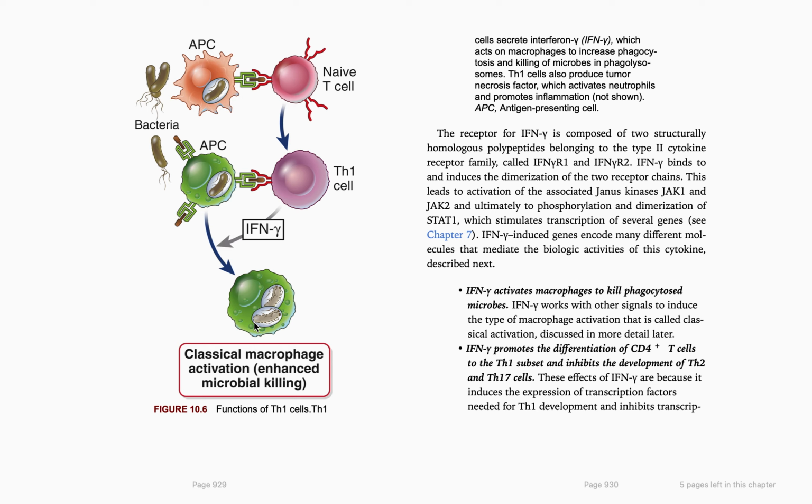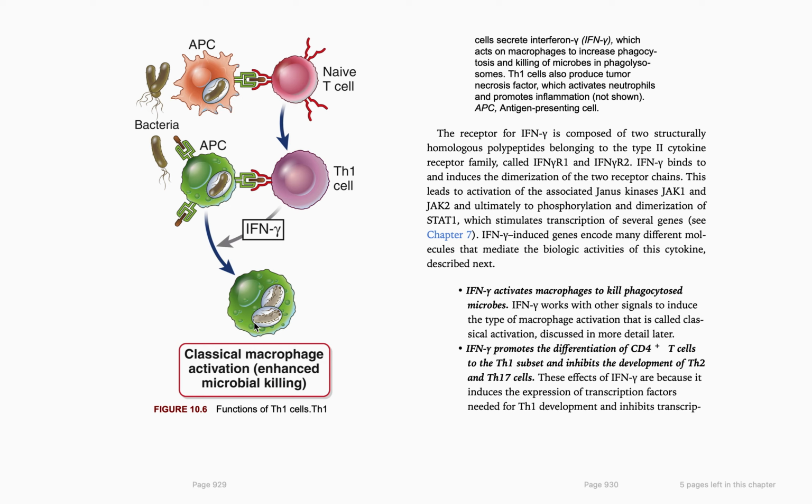The receptor of interferon gamma is composed of two structurally homologous polypeptides belonging to the type 2 cytokine receptor family, called interferon gamma R1 and interferon gamma R2. Interferon gamma binds to and induces the dimerization of the two receptor chains. This leads to the activation of the associated Janus kinases JAK1 and JAK2, and ultimately to phosphorylation and dimerization of STAT1, which stimulates the transcription of several genes, as seen in Chapter 7.